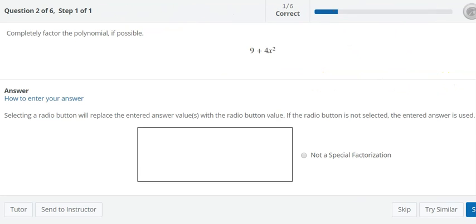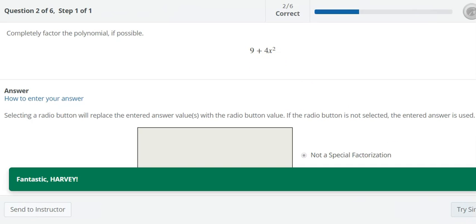We'll clear this up. Now, as you inspect this, you see we have a perfect square and a perfect square. But this is the sum of perfect squares. The sum of perfect squares does not factor. It's only the difference of perfect squares. So you would click on this dot. This is not a special factorization. Submit your answer, and that is good.